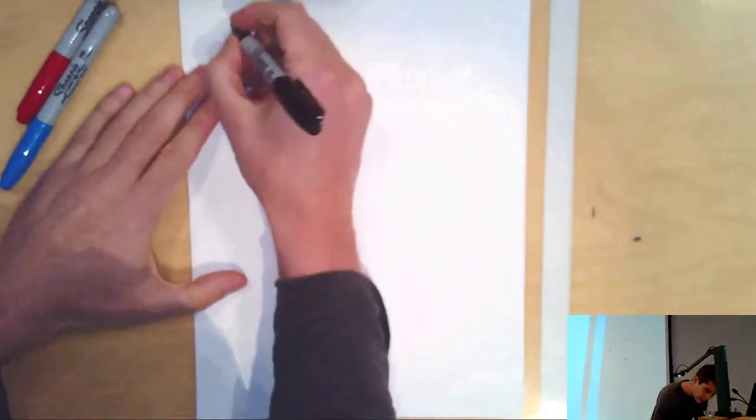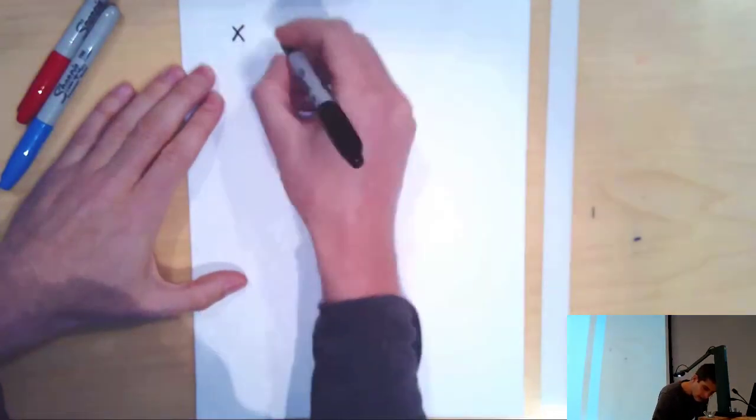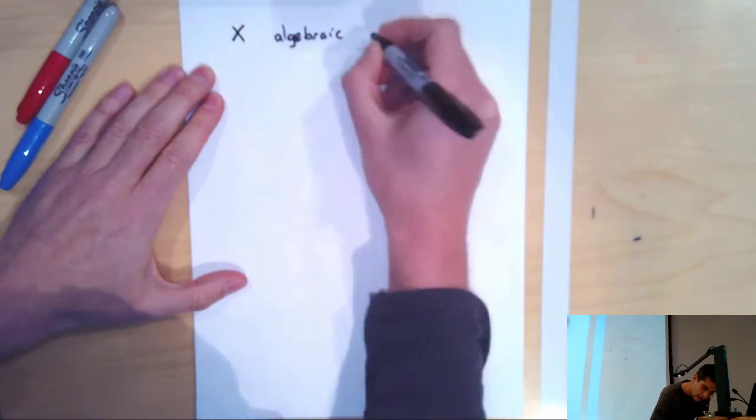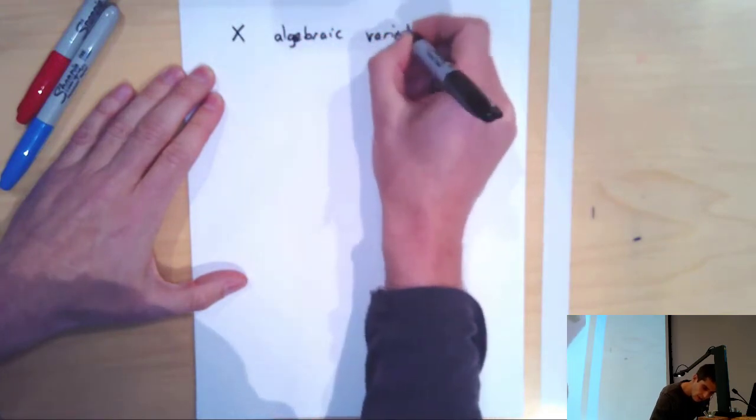So my setting X is going to be an algebraic variety defined over a finite field, FQ.